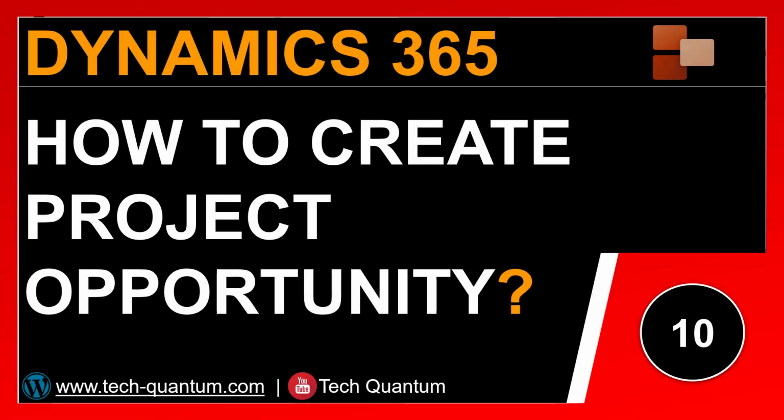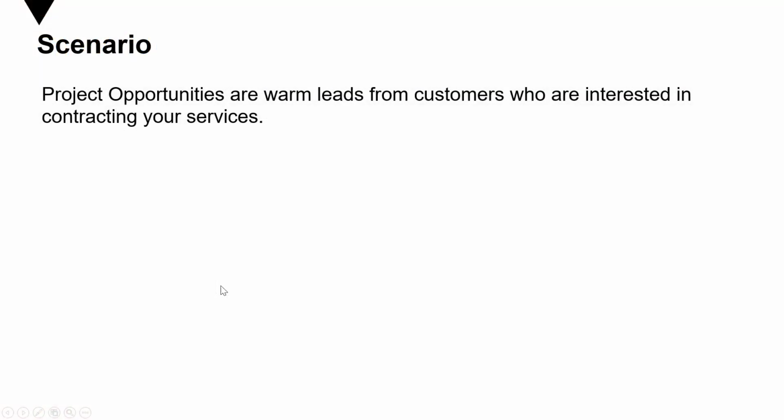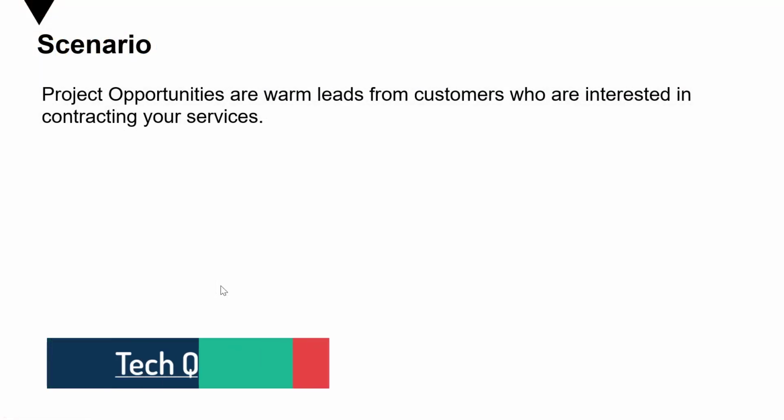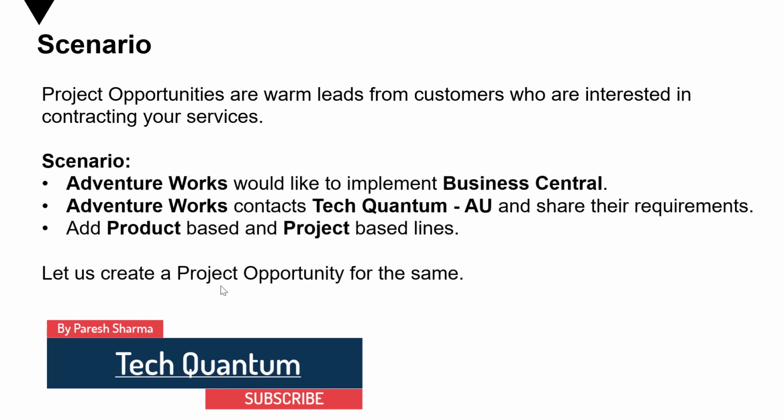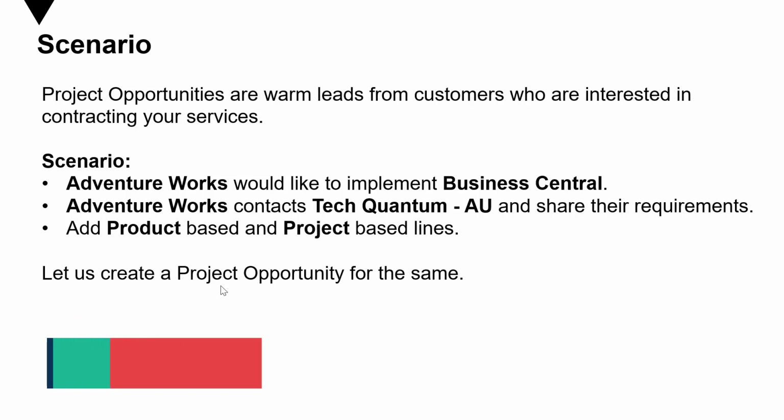So how do we create a project opportunity using Project Service Automation for Dynamics 365? Let's have a look. Project opportunities are warm leads from customers who are interested in contracting your services. Let's take a scenario where we have a customer called AdventureWorks who would like to implement Business Central. AdventureWorks contacts Tech Quantum AU and shares their requirements.